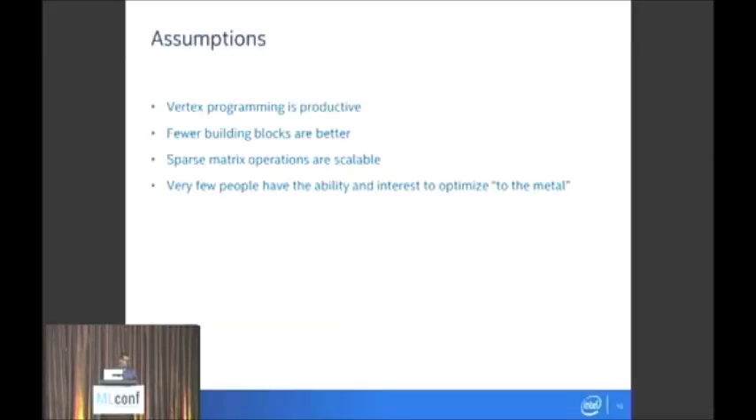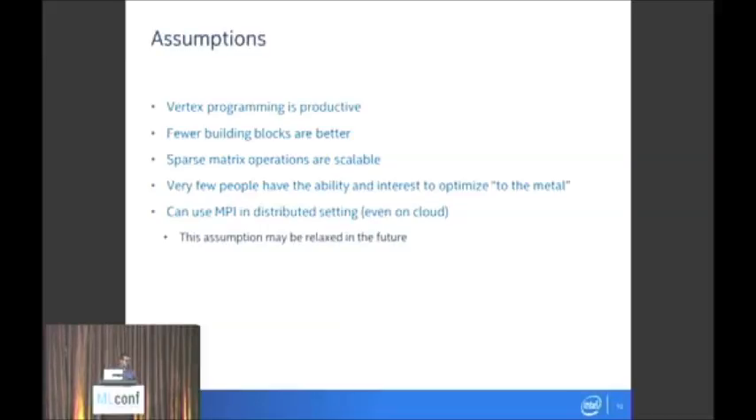And very few people have the ability or the interest to code to the metal. So once a framework like GraphMat exists, it will be very easy for all the other Vertex programming frameworks to adopt it. Just use it as a backend. Even if you do not want to use GraphMat itself, you can take all of the ideas from using matrix operations, and you can port it over to your own framework of choice.